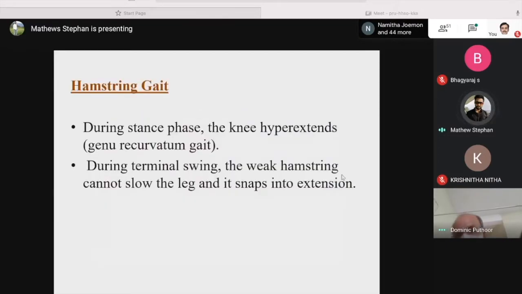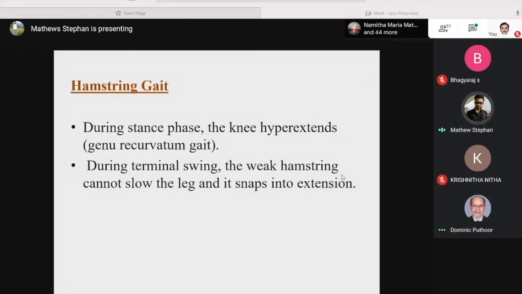Next, coming to hamstring gait. During stance phase, the knee hyperextends. There will be genu recurvatum gait. During terminal swing, the weak hamstrings cannot slow the leg and it snaps into extension.